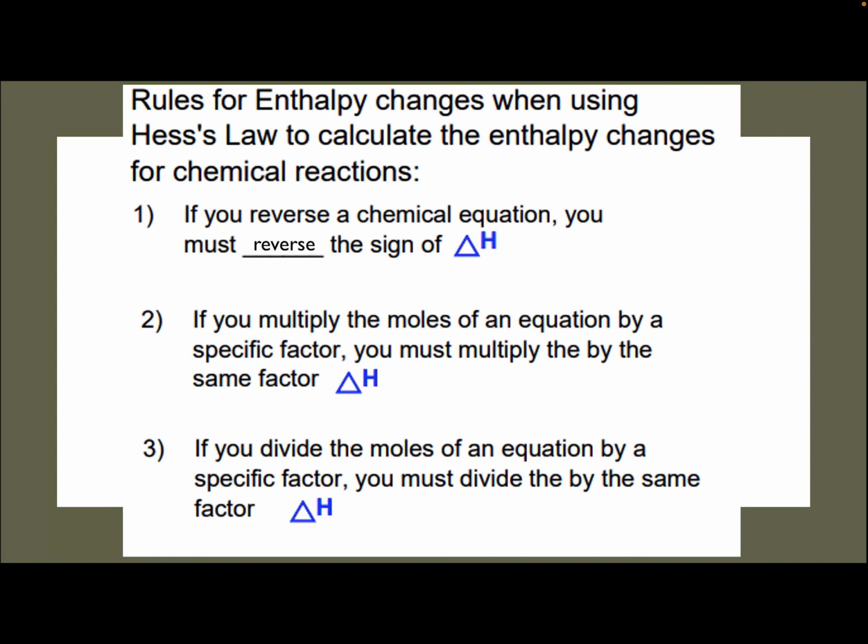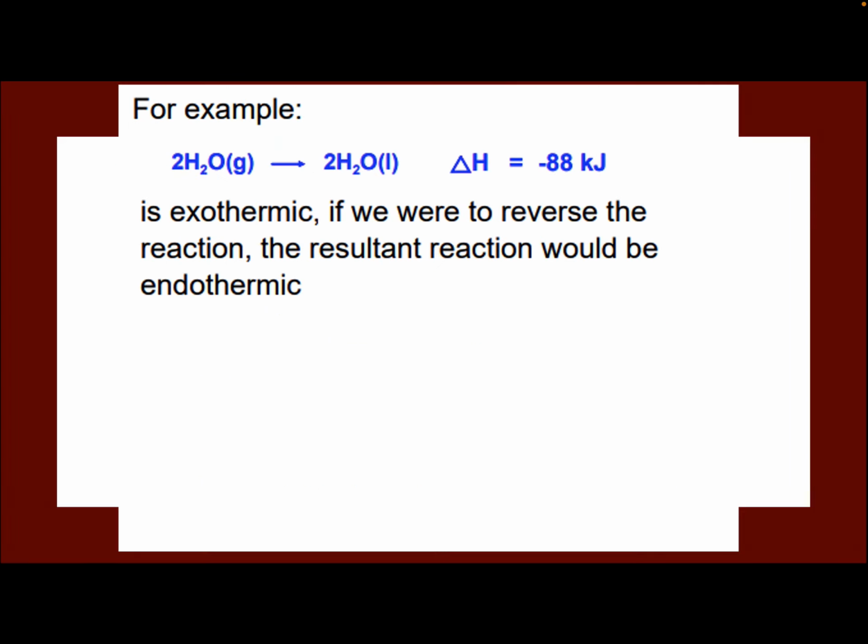Here are some rules that we're going to follow when using Hess's Law to calculate the enthalpy changes for our chemical reactions. The first is if you reverse a chemical reaction, you must reverse the sign of the change in enthalpy. Okay? The second is if you multiply the moles of an equation by a specific factor, you must multiply the change in enthalpy by the same factor. And if you divide the moles of an equation by a specific factor, you must divide the change in enthalpy by the same factor.